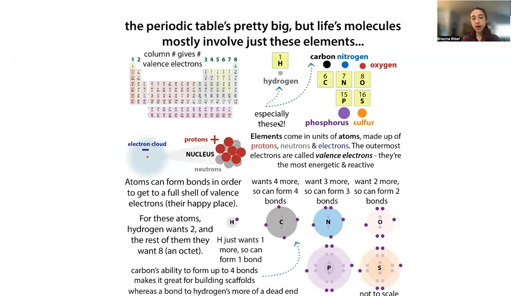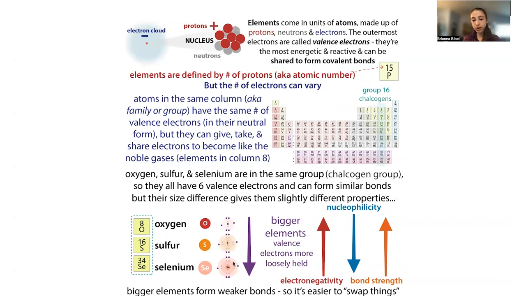If you go down a column on the periodic table, what you see is that you have the same number of valence electrons. And therefore, elements that are in the same column or the same group are going to behave similarly, but they're not going to behave identically, because you get differences when you're going down the periodic table. Each of these times, you're adding another layer to your shell. So when we go from oxygen to sulfur to selenium, we're getting bigger and bigger, and those valence electrons, the ones on the outside, are going to be further and further away from the protons.